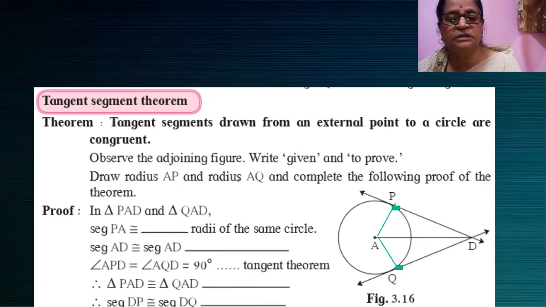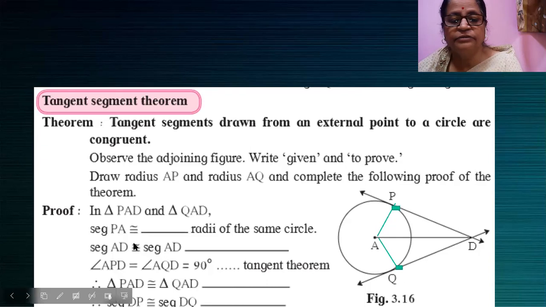Here it is given that, observe the adjacent figure and write given and to prove. What is given here? A is the center of the circle, and PA and AQ are the radii, and PD and DQ are the tangents. Then what we have to prove? These two tangents are congruent, means DP is congruent to DQ.